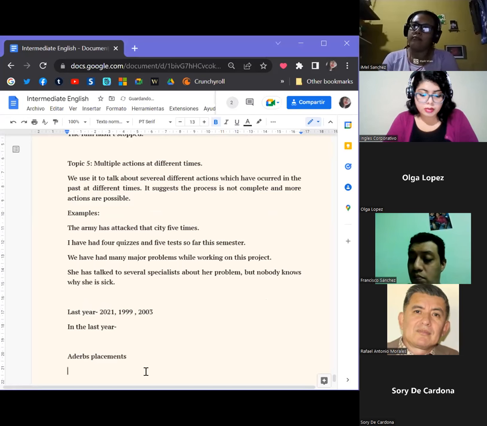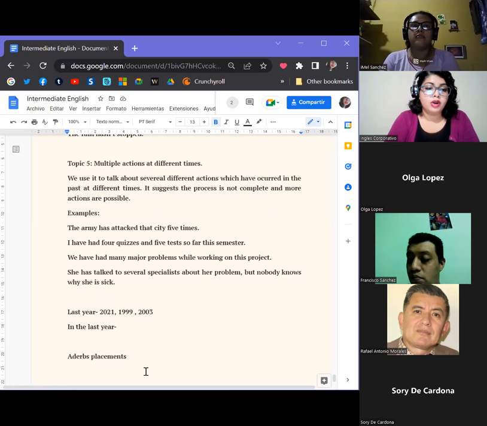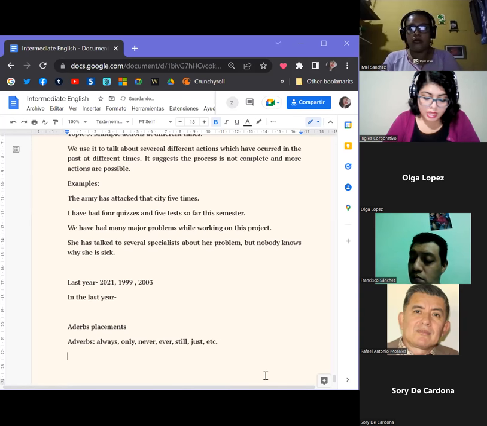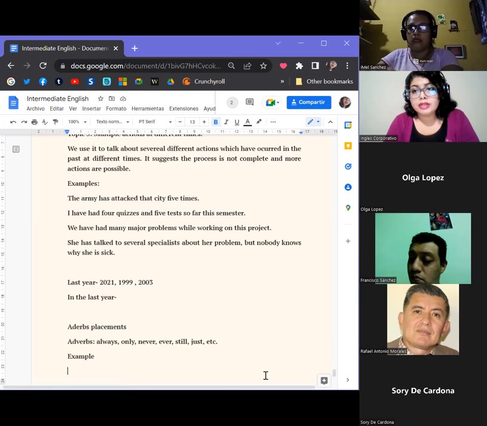and it says that we have some examples that show the placement for grammar adverbs such as, and we have some examples of all this kind of adverbs. We have always, only, never, ever, and etc. We know that we have a lot of adverbs also that we can use for this kind of structure. But in this case, we have those ones. So we have the example, because in this case, we are going to see the placement. Solo vamos a ver dónde se ubican los adverbios cuando estamos creando oraciones con el presente perfecto.